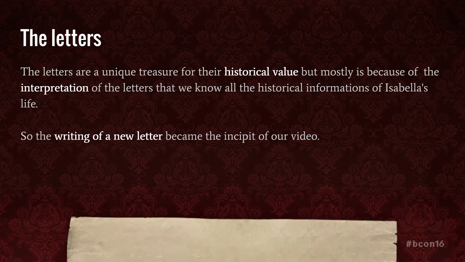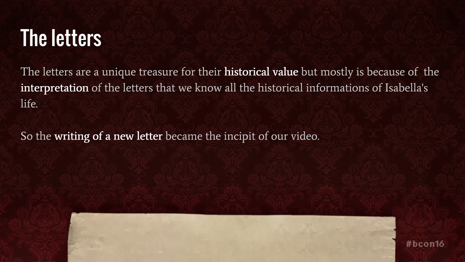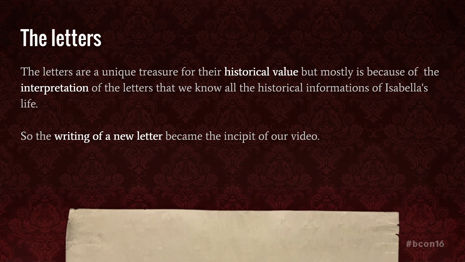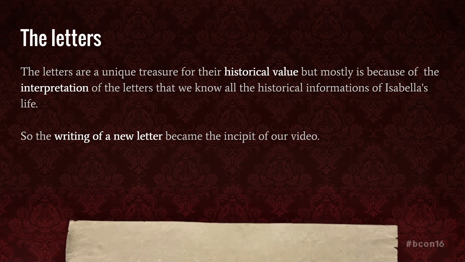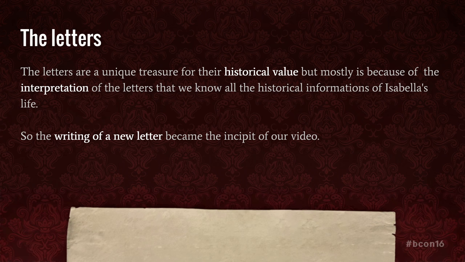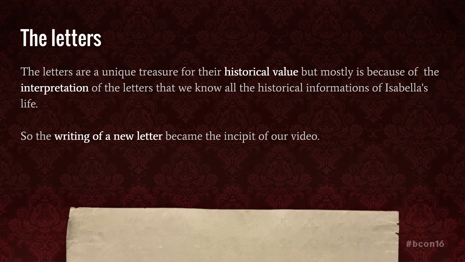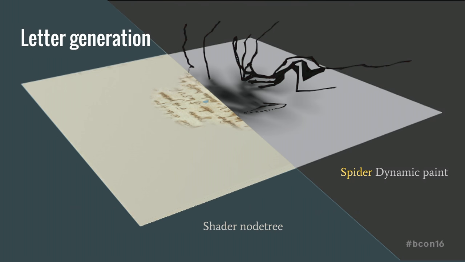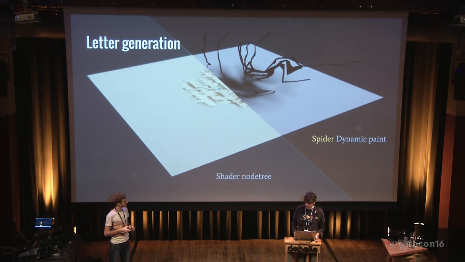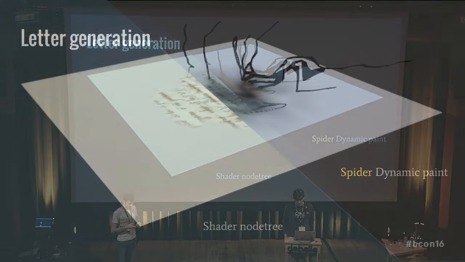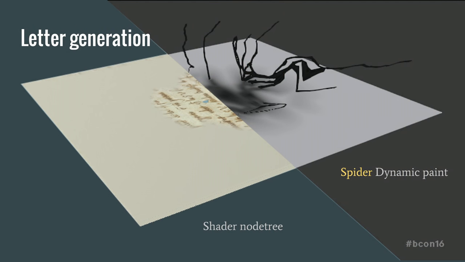So she met Leonardo da Vinci, she met really great personalities in the Europe of the Renaissance, and we know all of this by this huge quantity, this archive of letters. And so the incipit of our video is the writing of a new letter. The dynamic paint generation is obtained by using some paint brushes with a strange shape of a spider, and shader nodes to reveal slowly the letter text when the ink drops hit the paper.